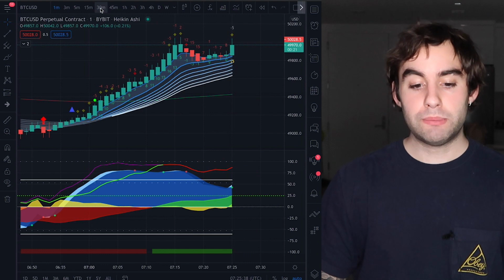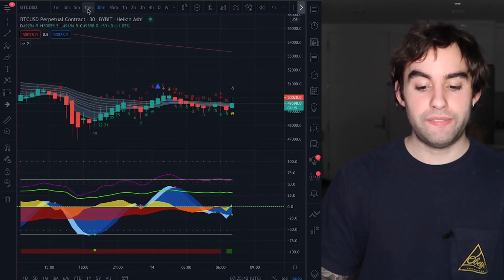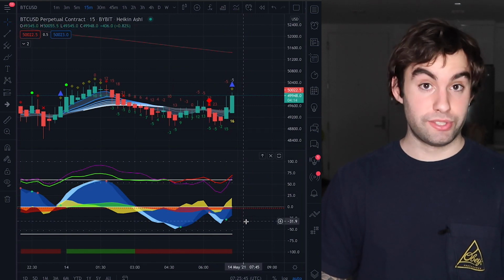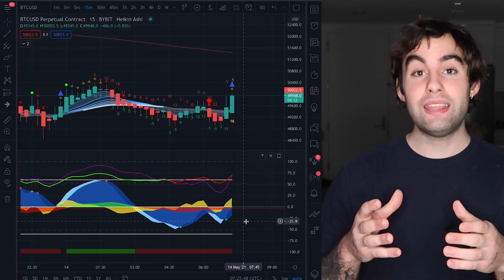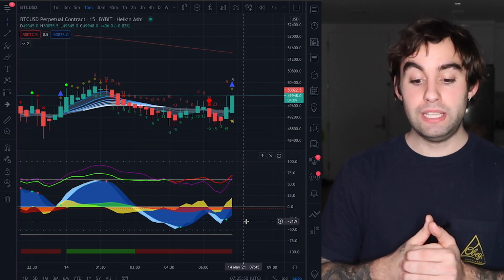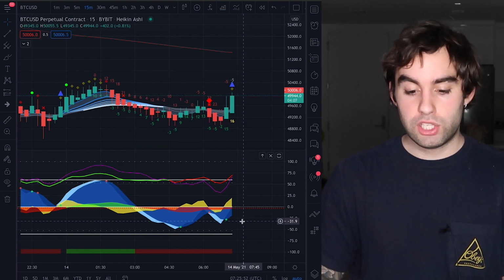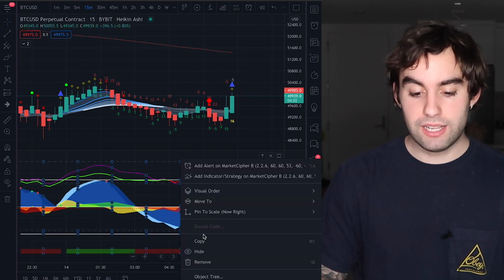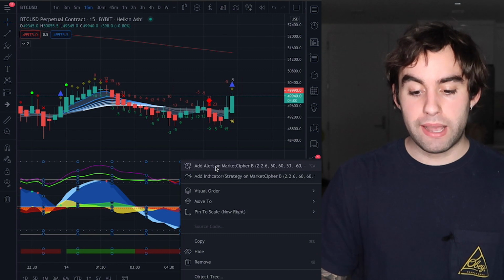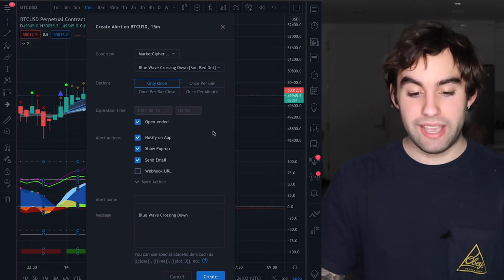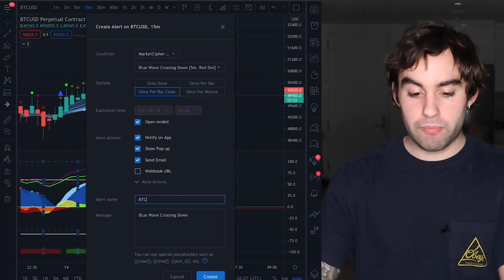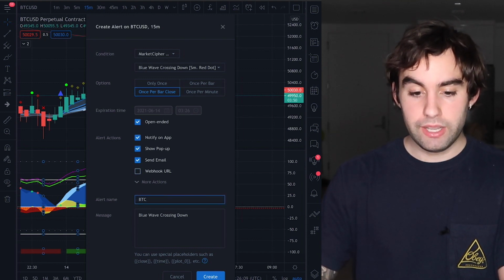So what would I do here? Well, if I'm looking to play Bitcoin, let's go to the 15 minute chart, right? If I wanted to play Bitcoin, I would want to set alerts to indicate when these particular green dots appear if I want to long. So what I would do is click on part of where Market Cipher B is, right click and click add alert on Market Cipher, once per bar close, open-ended, and what I would label it is BTC 15 minute.